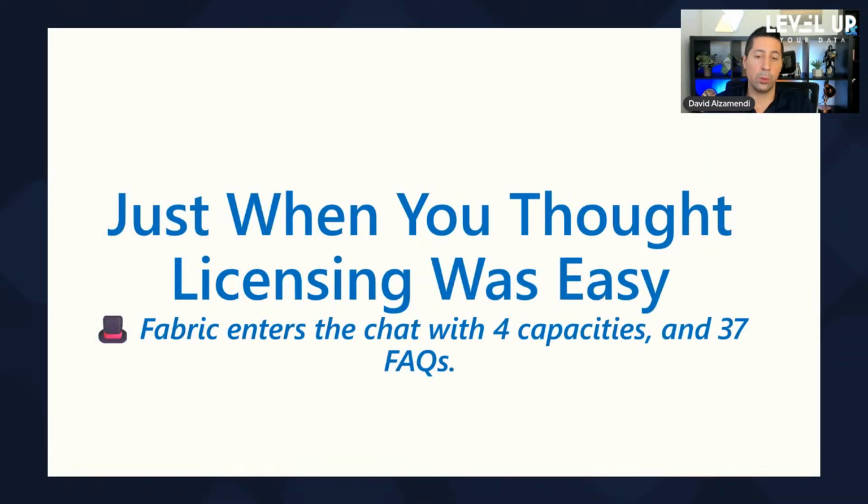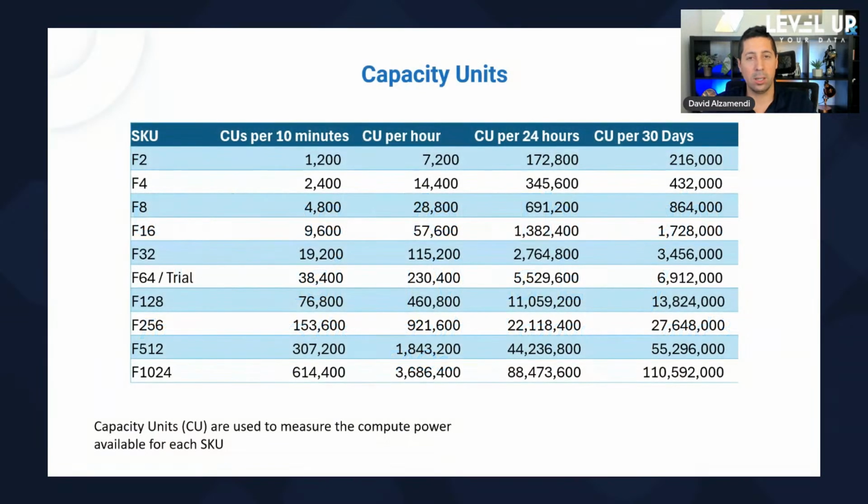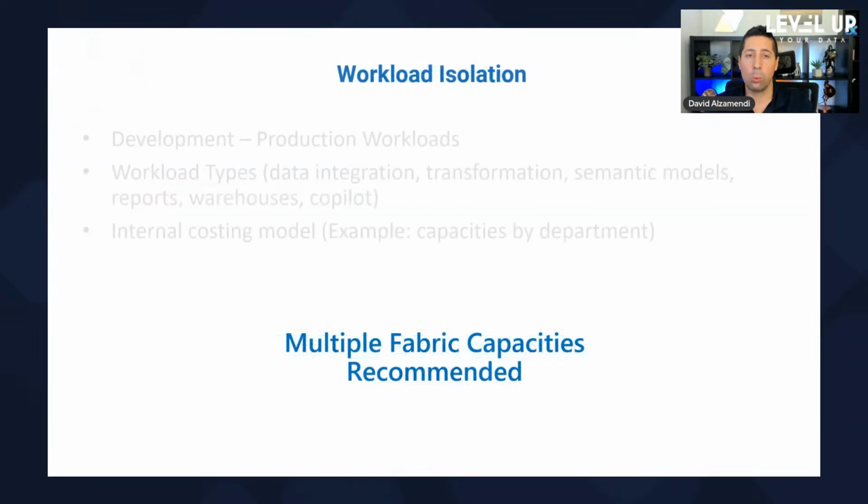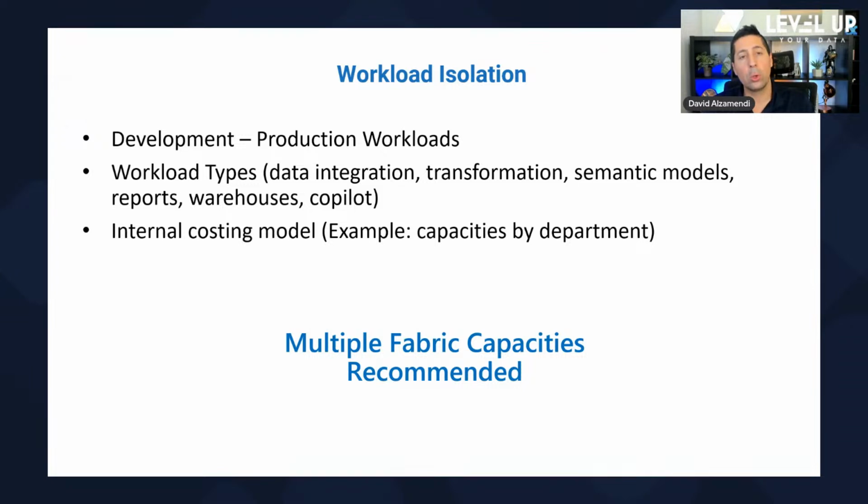So you might be thinking, okay, cool, this is easy. We get some capacity units and we spin up the capacity units and we're up and running. It's not that easy. You have to take into account the capacity units that you have available. And on top of that, you have to think of workload isolation. So you're going to end up with capacity for your development environments, capacities for your production environments, different workload types, different costing models. And this is because this is the right way of doing things.